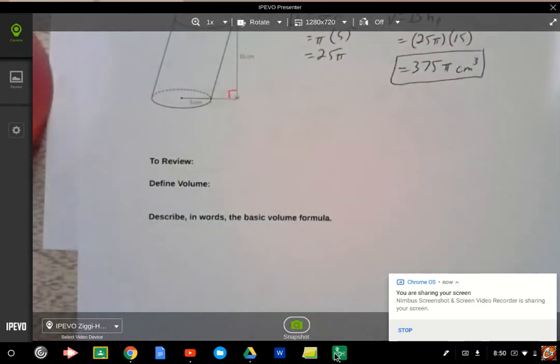So a couple last minute questions. I want you to review what we've done today. Define volume. And then describe in your own words what the basic volume formula means. Okay? Tomorrow, we'll sit and go to class. We'll take some of these, look at some of these problems, go and investigate a little deeper, and we'll continue on. Have a good night.